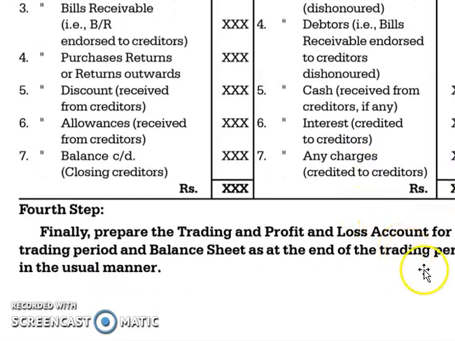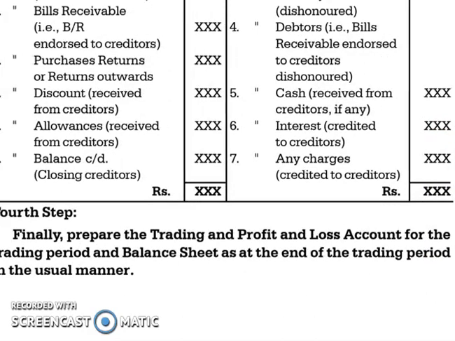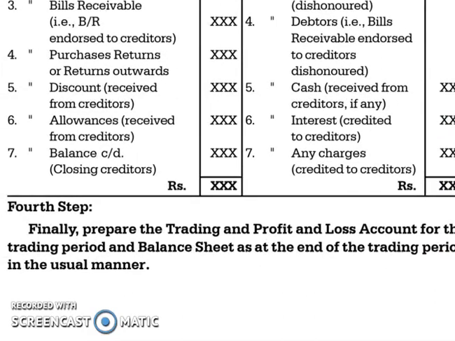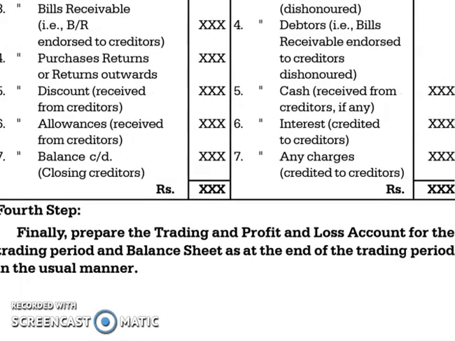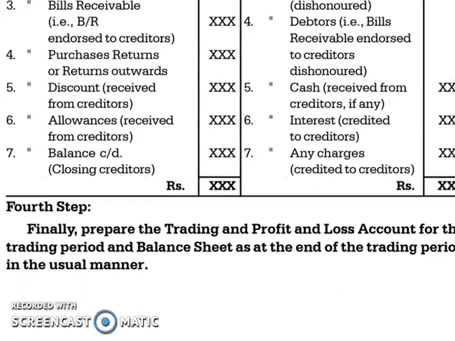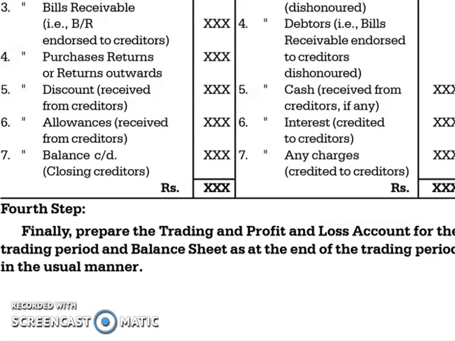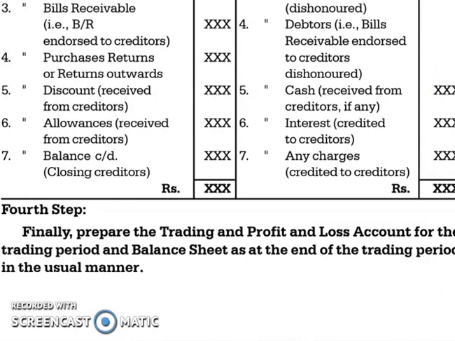And in the fourth step, finally, we are going to prepare the trading and profit and loss account for the trading period and the balance sheet at the end of the trading period in the usual manner. This we have studied in the previous semester. The main intention is to convert single entry into double entry. How to prepare the double entry system by the conversion method or analytical method? Just by preparing the trading account and profit and loss account. At the end we are preparing the balance sheet.